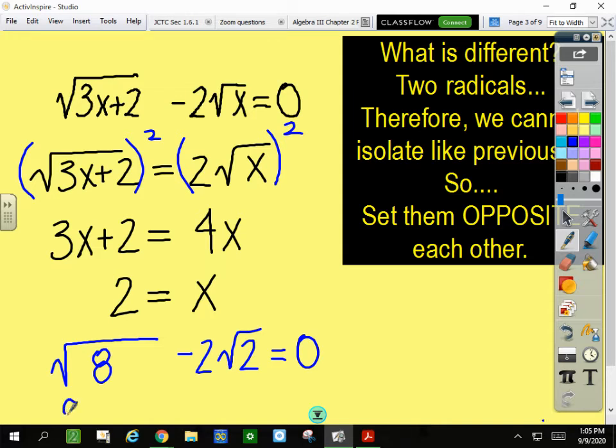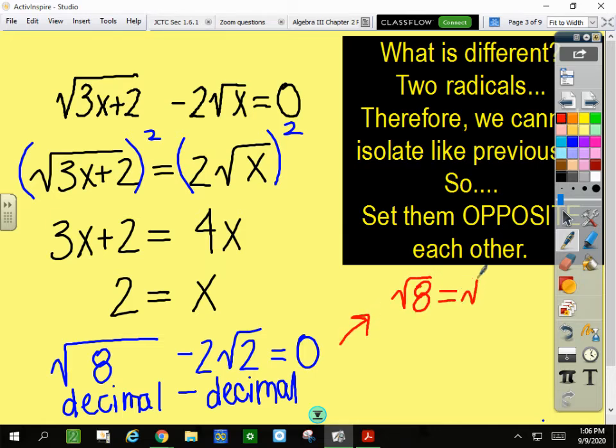You could convert the square root of 8 to a decimal, and you could convert 2 radical 2 to a decimal. And if you get the same decimal, then 1 minus the other would equal 0. A more sophisticated way, and the way I would prefer, is if you recognize that the square root of 8 simplified is 2 radical 2. So 2 radical 2 minus itself equals 0.